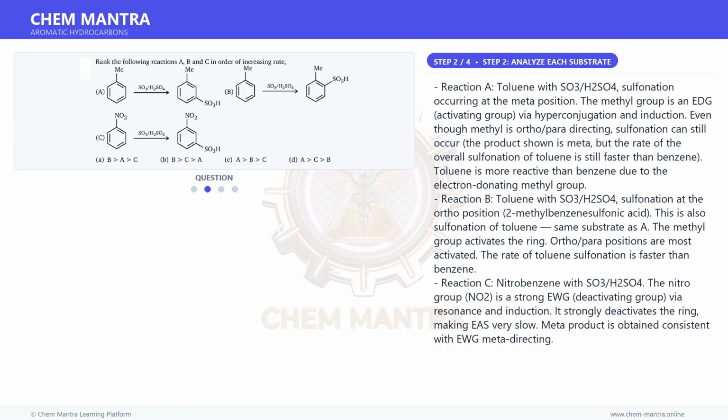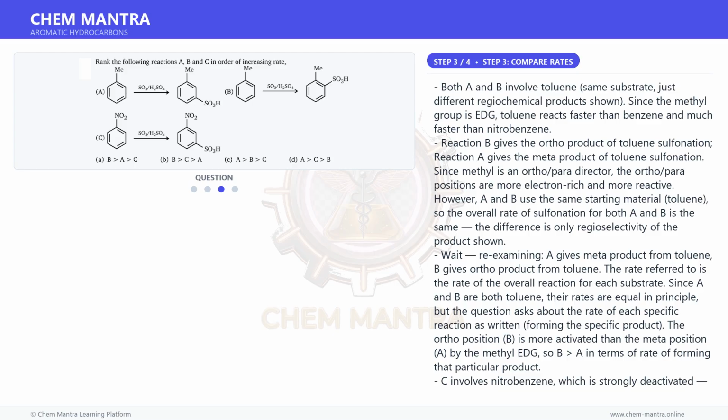Reaction C, nitrobenzene with SO3H to SO4. The nitro group, NO2, is a strong EWG, deactivating group, via resonance and induction. It strongly deactivates the ring, making EAS very slow. Meta product is obtained, consistent with EWG meta-directing. Moving on to the next step.